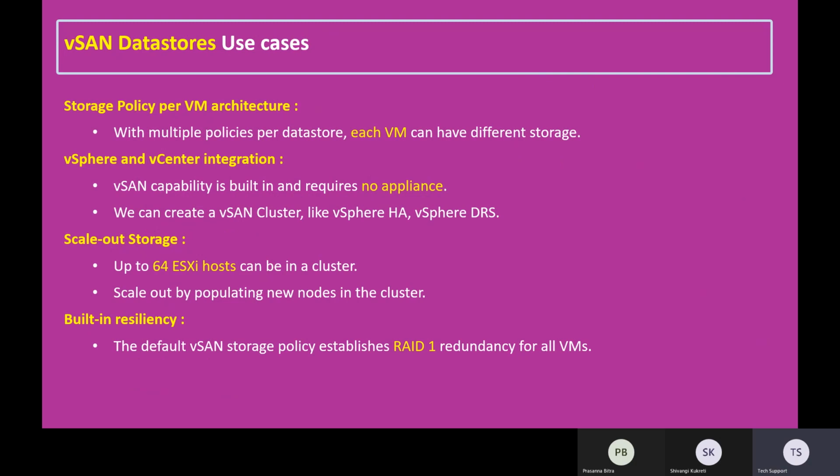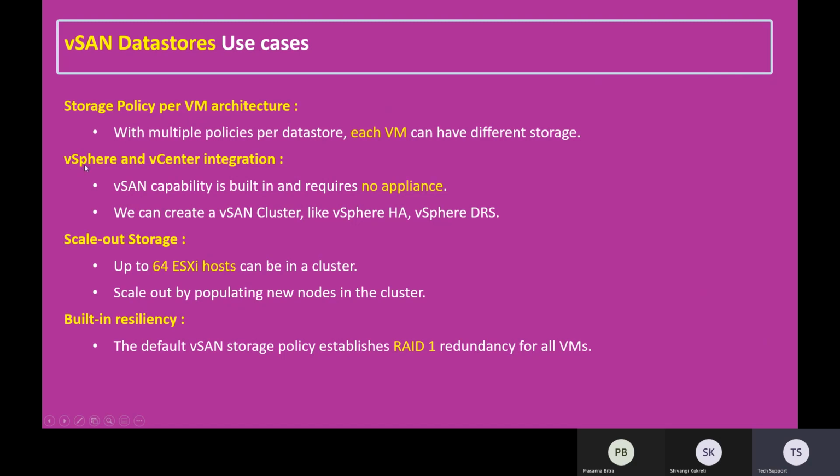The first key use case: just now we discussed that we can apply a storage policy at the virtual machine level. So with multiple policies per datastore, each VM can have different storage. This option is available only in vSAN. This option is not available in our FC SAN and NFS SAN.